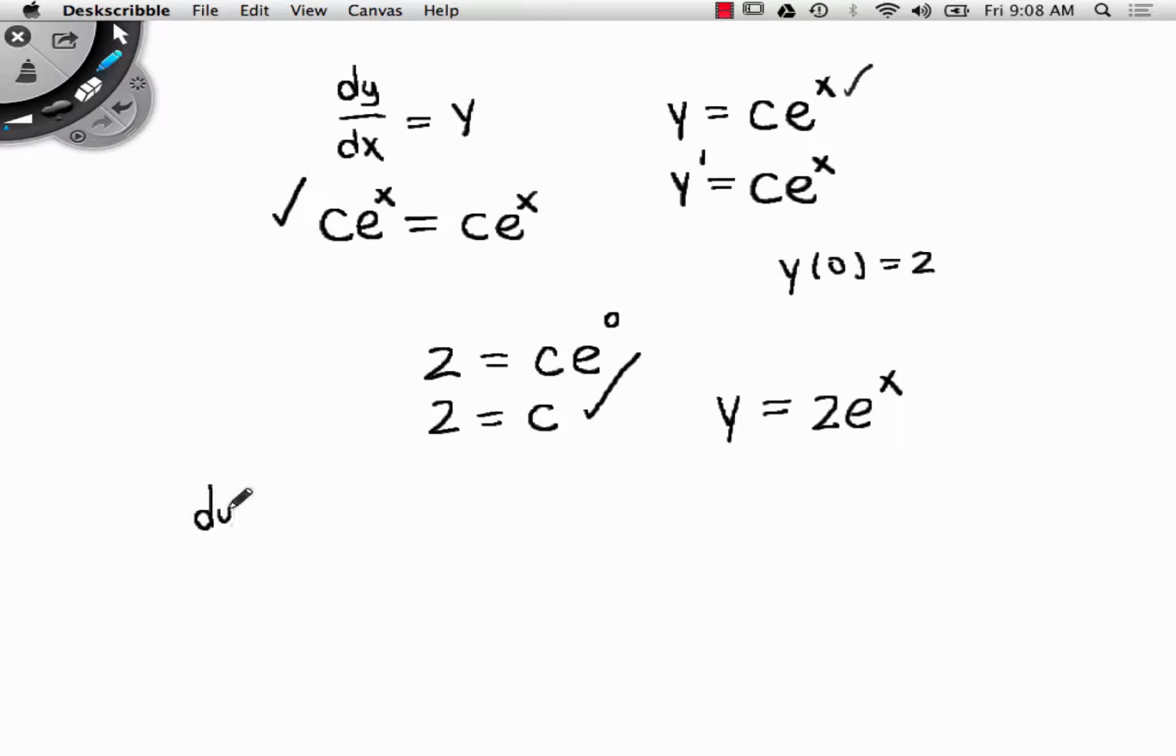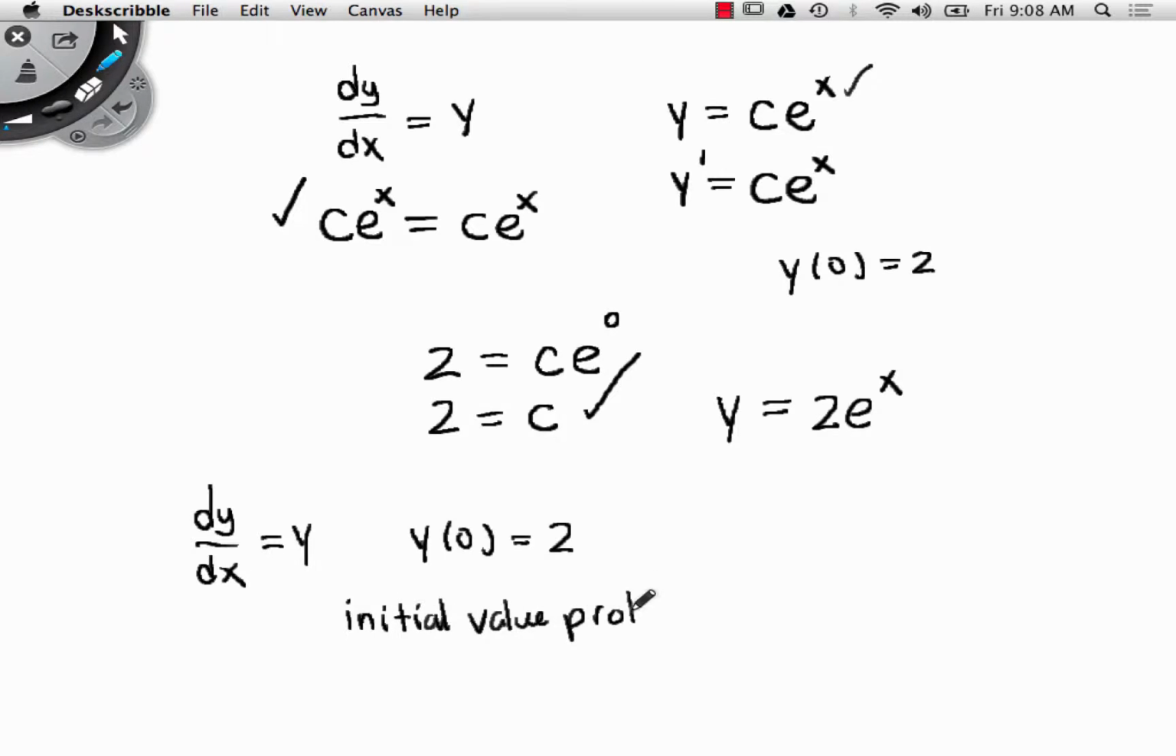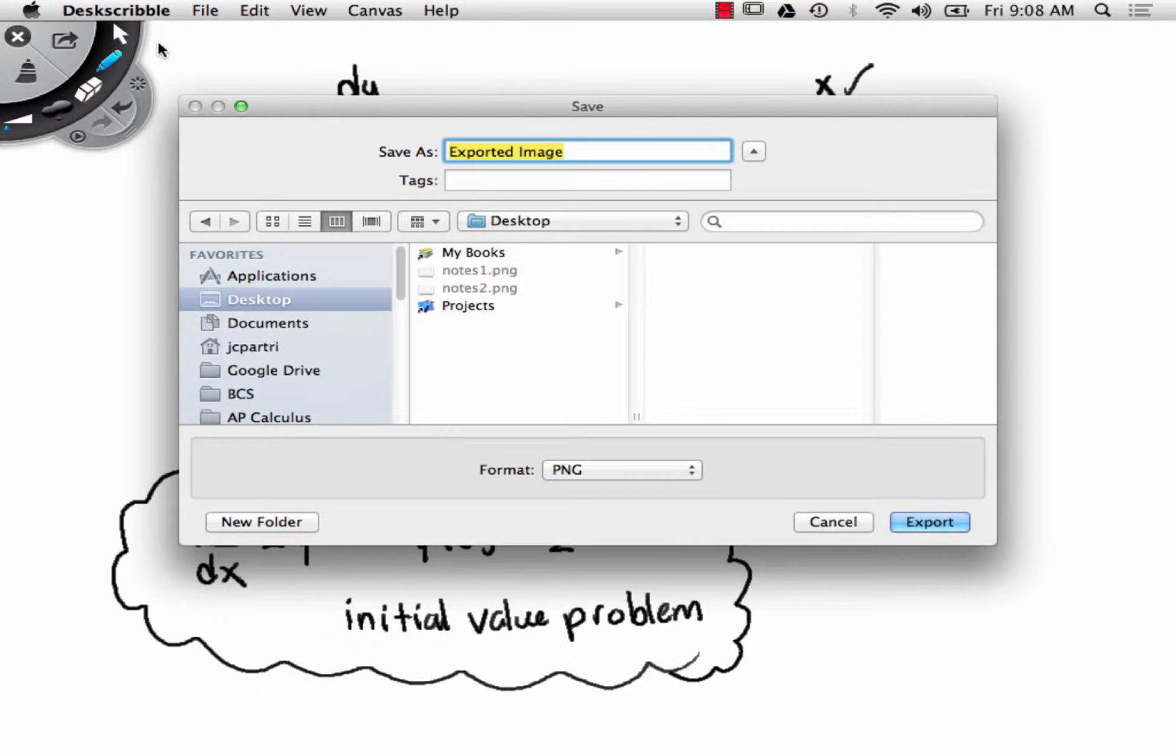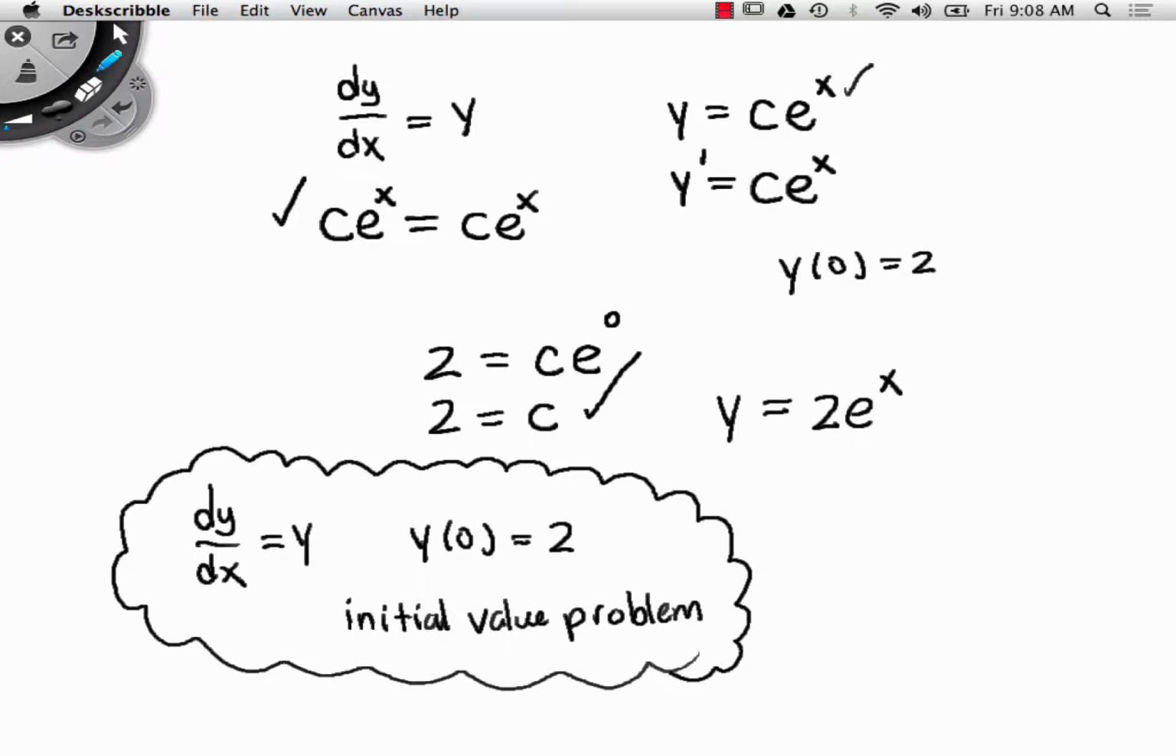So if you're given a differential equation with an initial value, then it's called an initial value problem. Okay? Okay. Let's take another one.